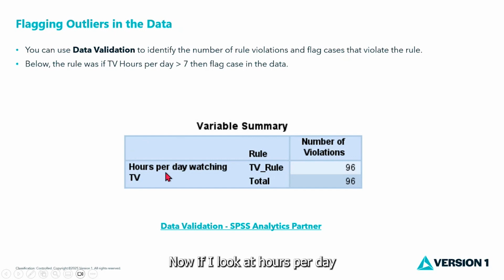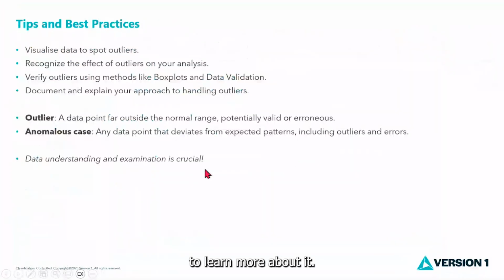Now, if I look at hours per day watching TV, I could set a rule that says if the hours per day watching TV is greater than 7, then just flag the case in the data. And it will do that for me. And it will also let me know how many cases violate that rule. So 96 cases have values greater than 7. Now for data validation, just so you're aware, we've done a separate webinar on this topic. So you can go on our website and click on data validation to learn more about it.